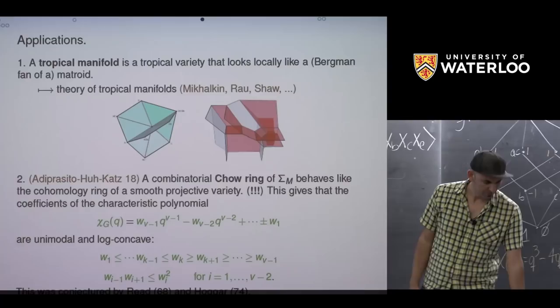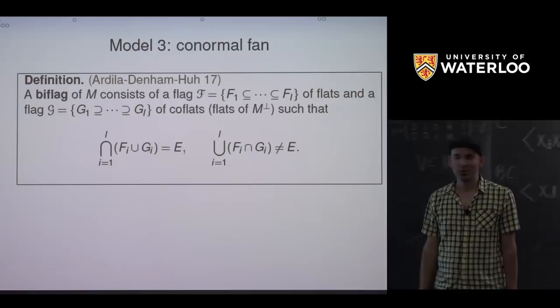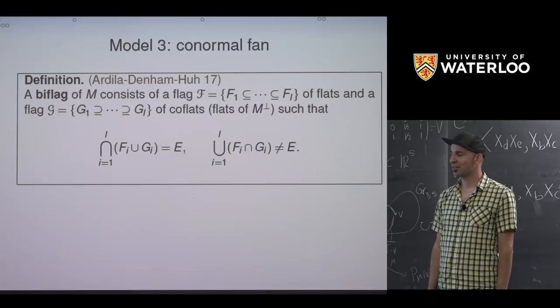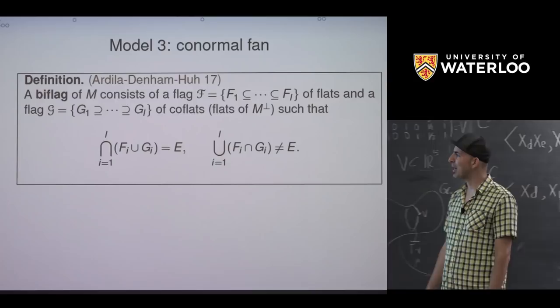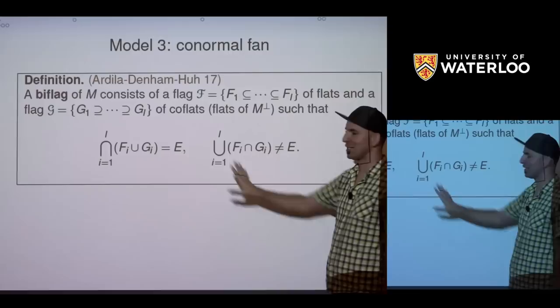Let me conclude by briefly showing you this last model, and I just want to show it to you to see if anybody recognizes it, because we've come to believe that this seems to be an important matroid object. This morning I decided to call this a biflag. I don't know if this name will stick. But what's a biflag? It's a flag of flats of the matroid and a flag of flats of the dual matroid that satisfy this property. I know that doesn't say much.